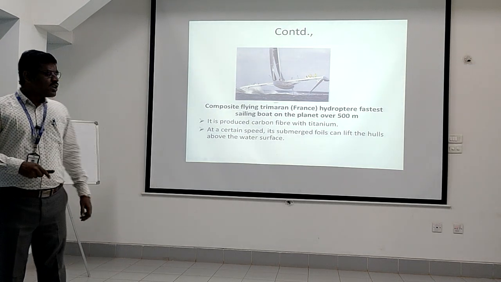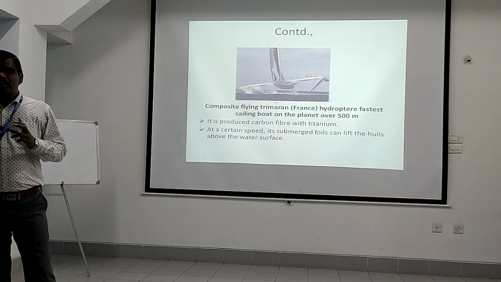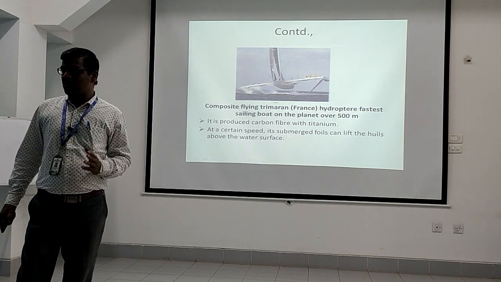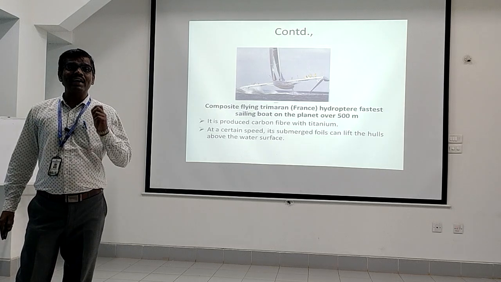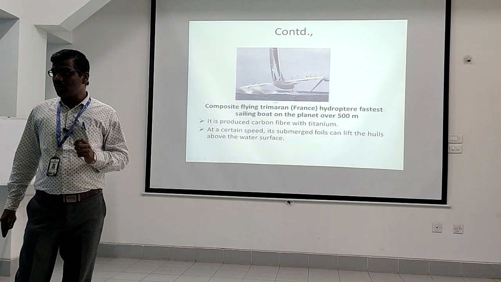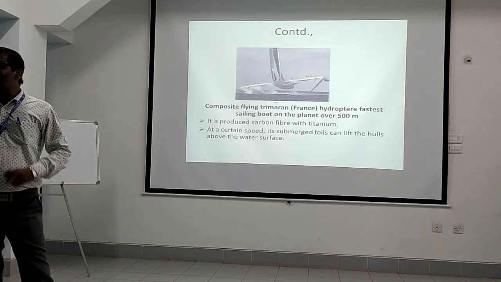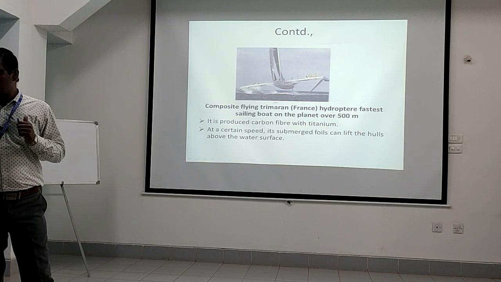Why? Because at a certain speed, the submerged foils can lift the hulls above the water surface. To sustain that high speed, we require higher strength for the sailing boat. Because of that reason, they add titanium material to the carbon fiber to increase the strength of the sailing boat.